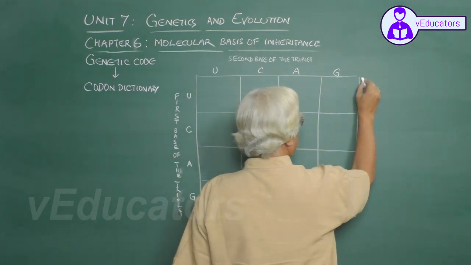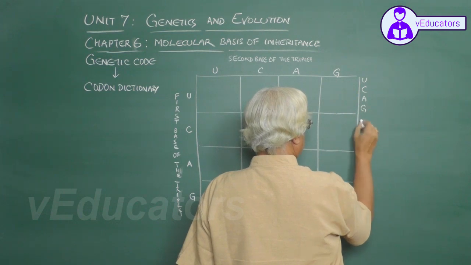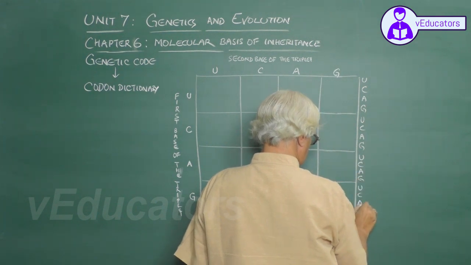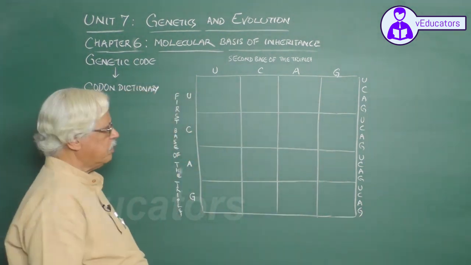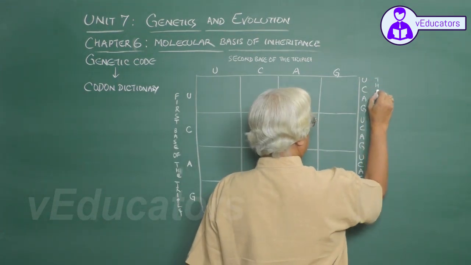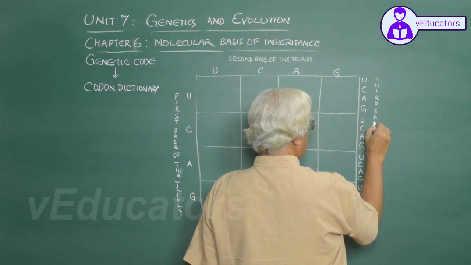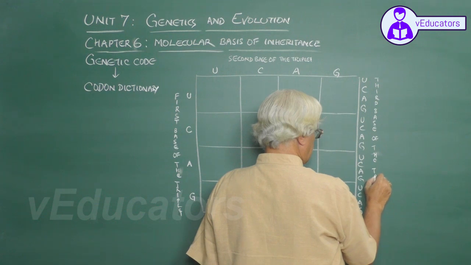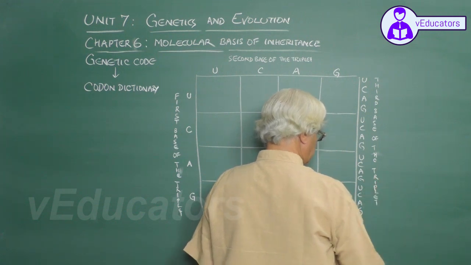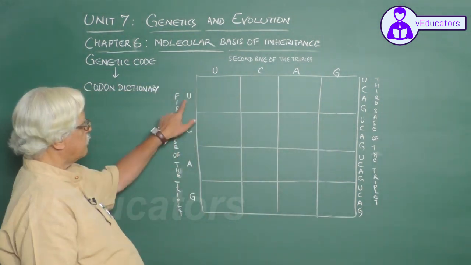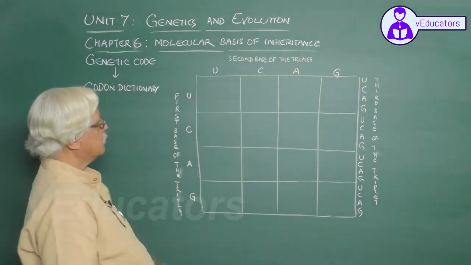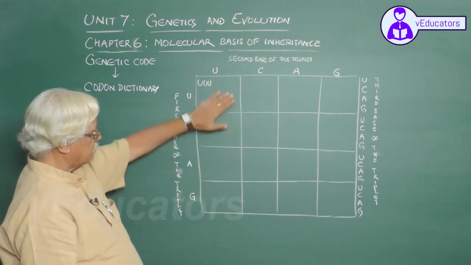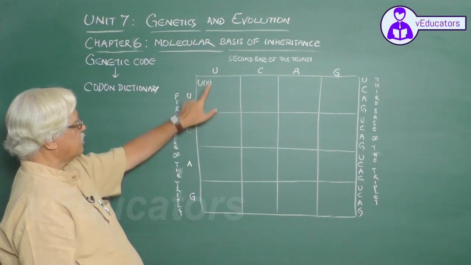And for each of these boxes, I am going to write here UCAG. This will be the third base of the triplet. First base, second base, third base. So for this column, in all the four boxes, the second base will be U.